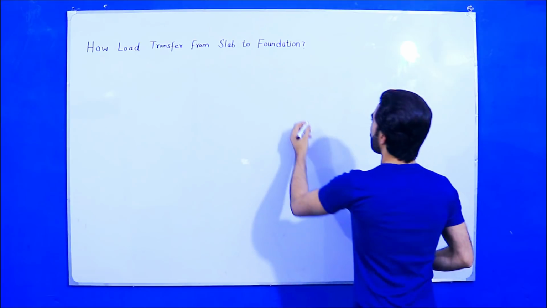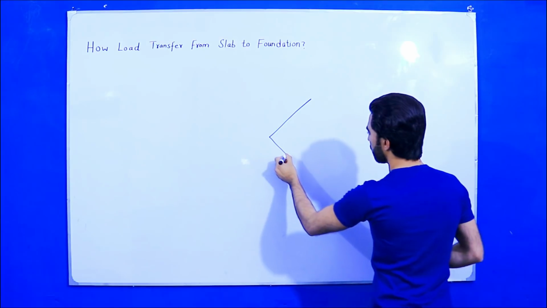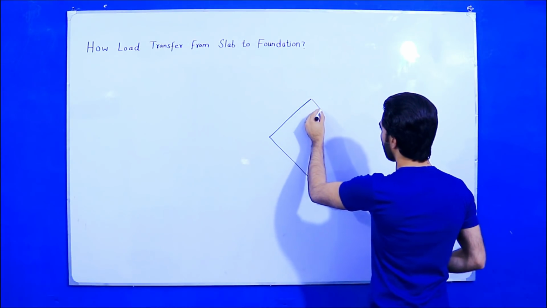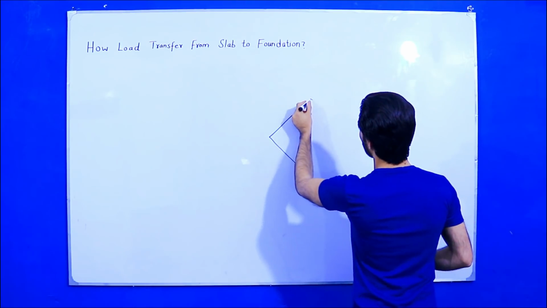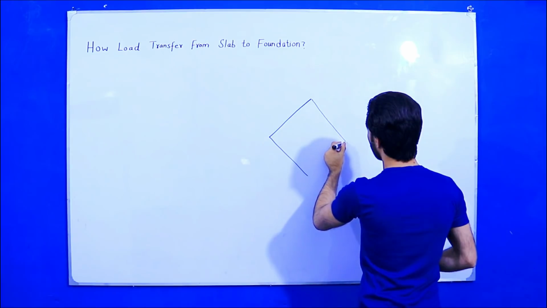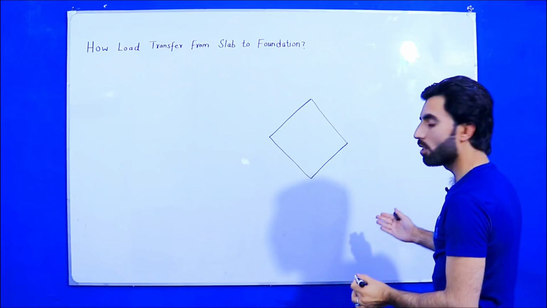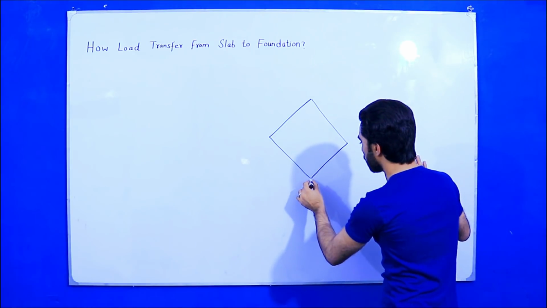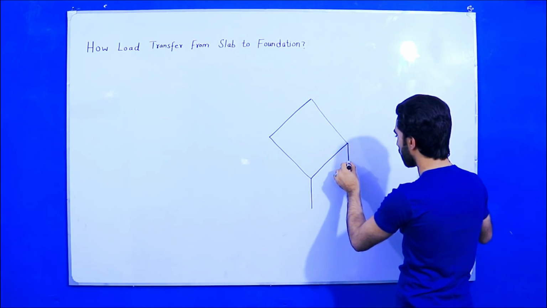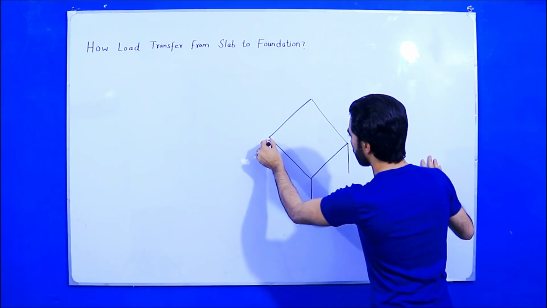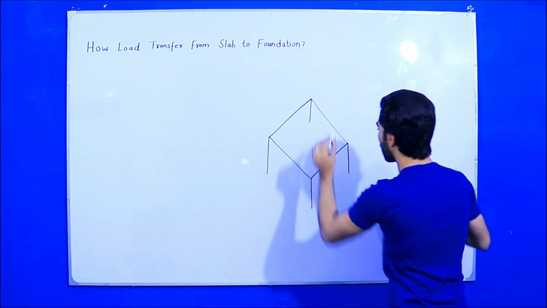Guys, you can see, suppose this is an RCC slab. My diagram is not good, but I will try to make something for you people. You can see, guys, this is a slab, and here you can see this is a column, this is another column, this is another column, and this is the fourth column.